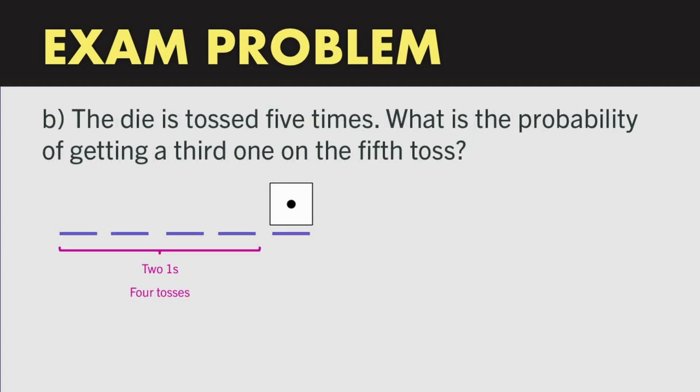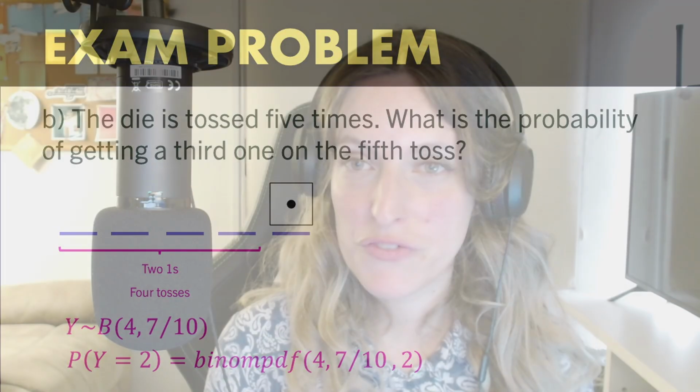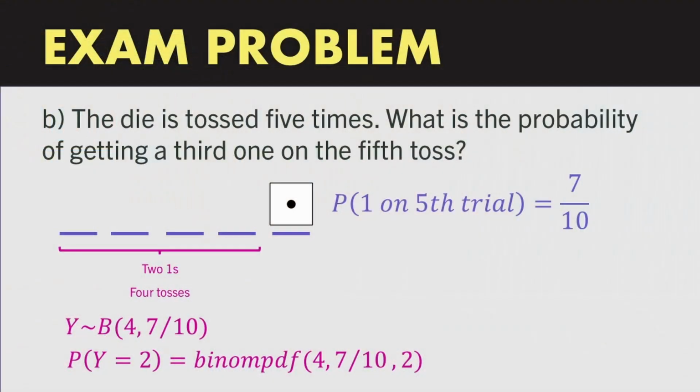First, I'm going to calculate the probability of getting 2 ones in 4 tosses. Because this is binomial, I'm going to calculate with 4 trials instead of 5, and the value for x equal to 2. The probability of success is still 7 over 10. I can do it in the calculator with the binomial PDF function, or I can do it with the formula, with the combinations and the exponents and everything. And then, the probability of getting a 1 in the 5th trial is just 7 over 10, because it's the probability on that particular trial of getting a 1, and they say it's 7 out of 10.